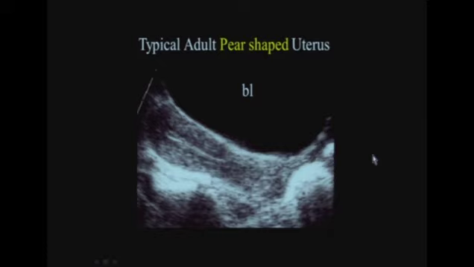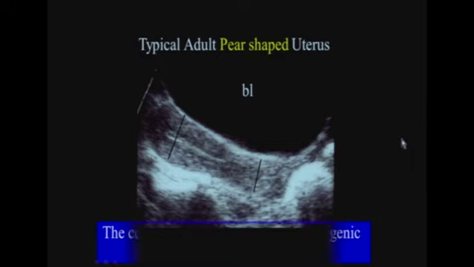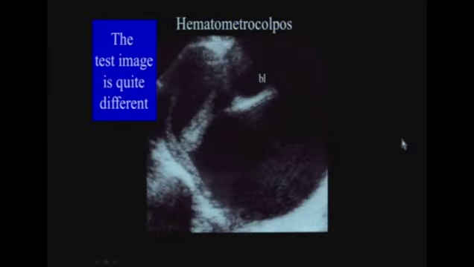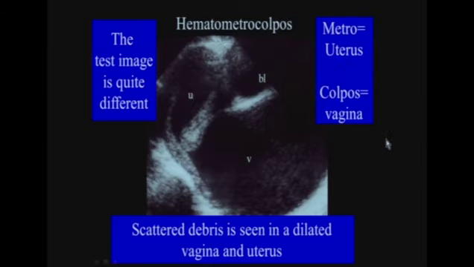The typical adult pear-shaped uterus is seen on this slide, and you can see that there's a central endometrial cavity echo, and there is a solid-appearing uterus, which looks quite different than that which I'm showing you. In the test case, we obviously see that there's no central endometrial stripe, and there's just fluid in the uterus and fluid and debris in the vagina. And this scattered debris, again, may be hemorrhagic, proteinaceous, or infectious material, but in the case of someone who hasn't had a period yet, who has monthly pain, we have to worry about hematometrocolpos, meaning blood, hemato, in the metro, the uterus, and the colpos, the vagina.